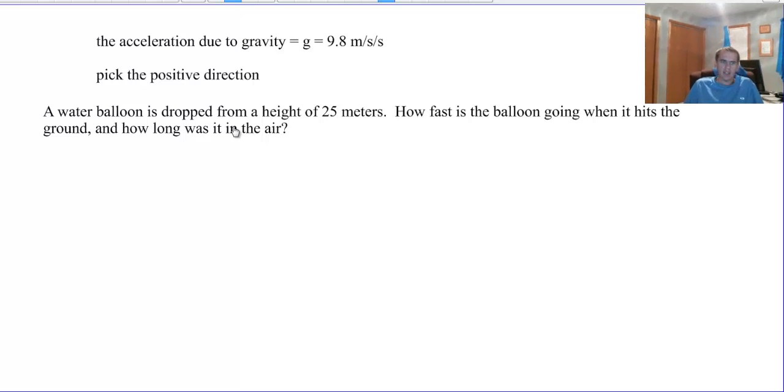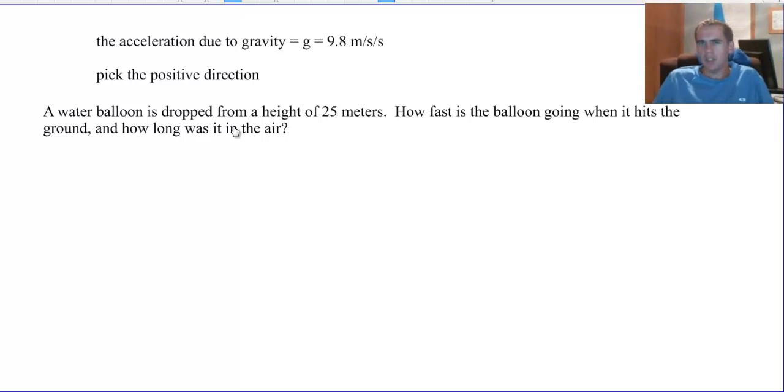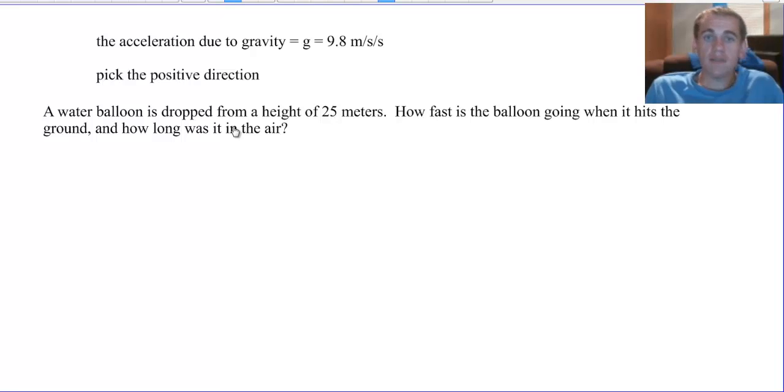Now that we've investigated free fall, let's spend a little bit of time solving some free fall problems. Okay? First, a couple things to remember. An object is in free fall if the only thing causing it to change its motion is gravity, and we need to know a little bit about gravity.